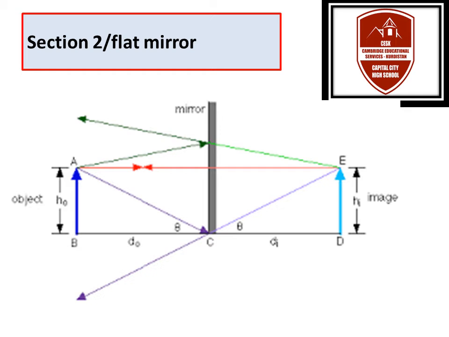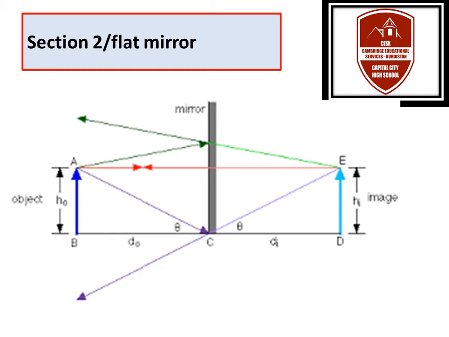What can we deduce from this diagram? Number one, the length of the object equals the length of the image, so this is the same size. Here you can say m equals 1. Don't forget this: with a flat mirror, m equals 1. So what do you remember now when m equals 1?